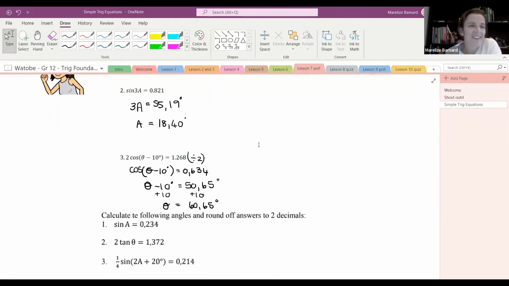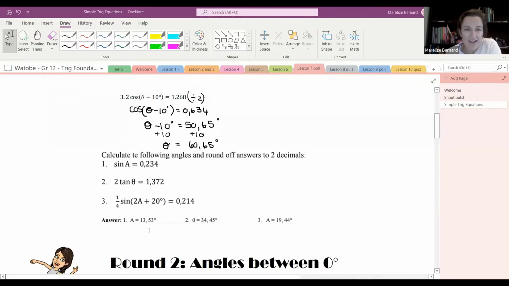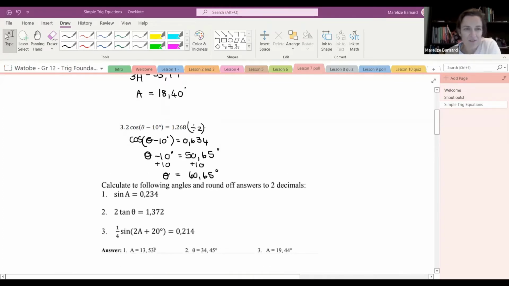Right, okay. Lots of answers coming in, and it seems like there's some disagreement about the answer for question 3. But let's have a look. So for question 1, you should have had 13.53. I think most of you got that one right. And then for question 2, 34.45. I think most of you got that one as well. But let's have a look at question 3 that seems to maybe have people a little bit stumped.